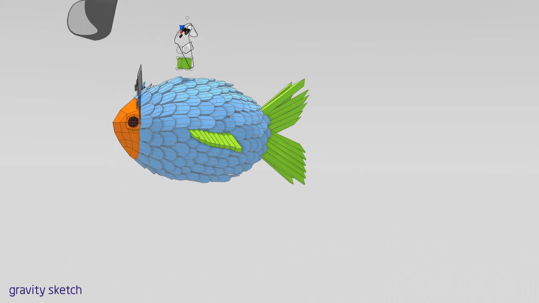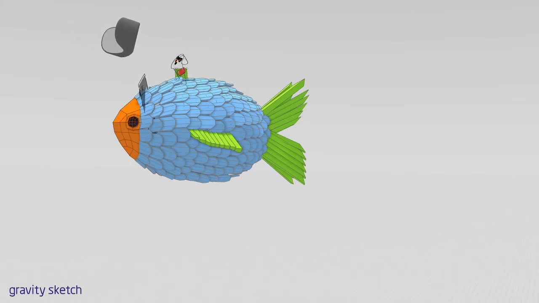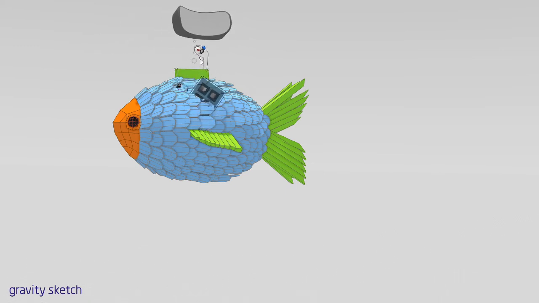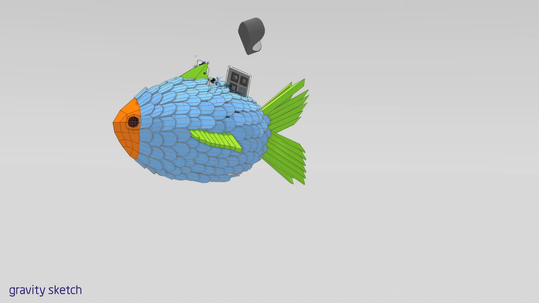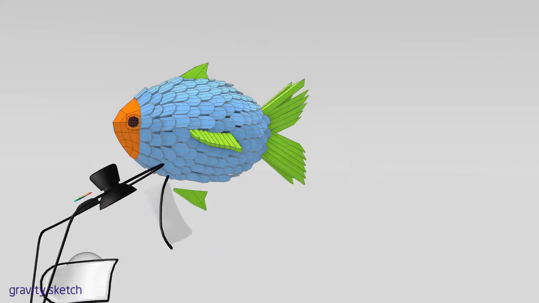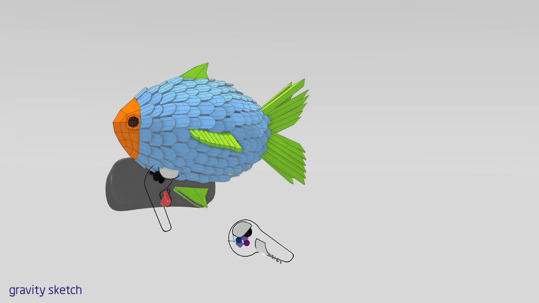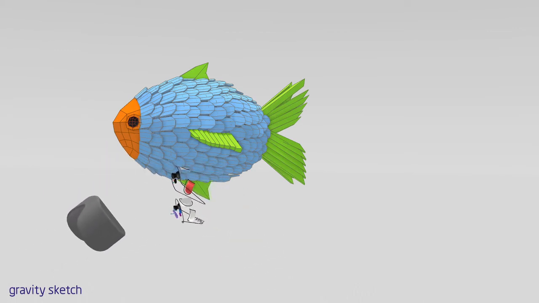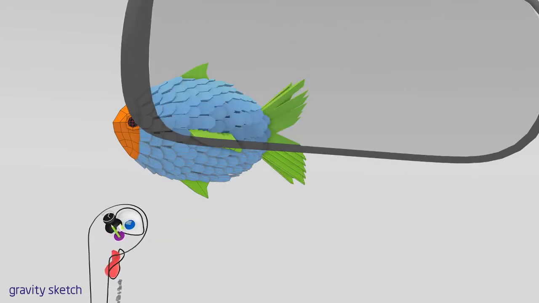Colors in Gravity Sketch for me are really just a way to keep organized. Yeah, let's just do this very simple. Maybe make it a little thinner on top. Yeah, sure. And let's copy it to the bottom. Okay.